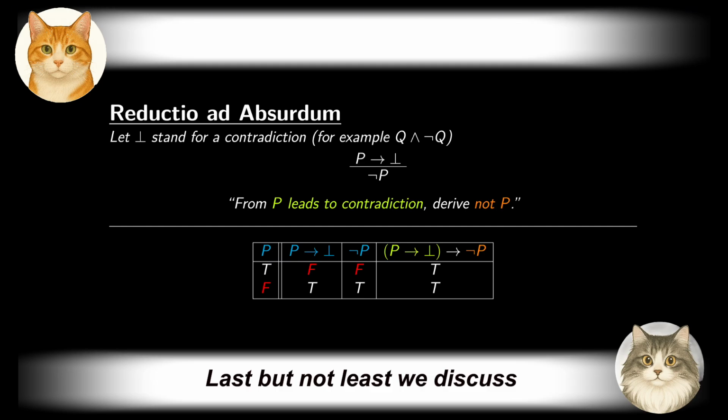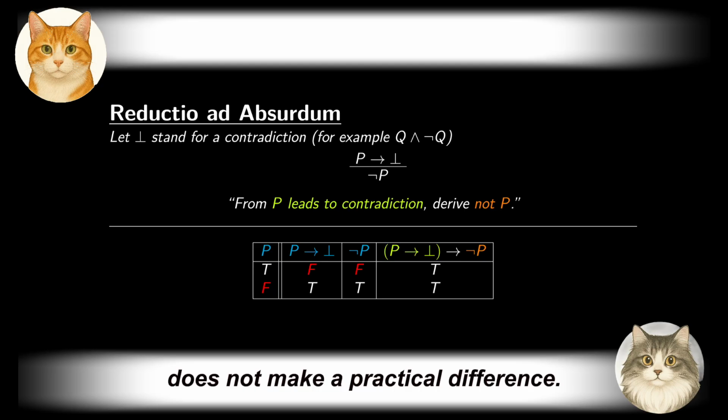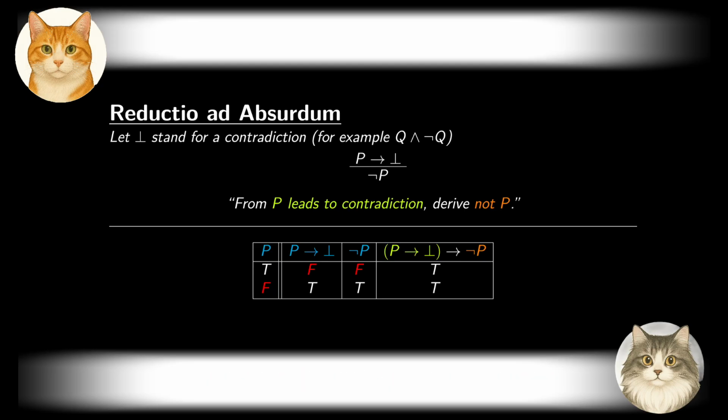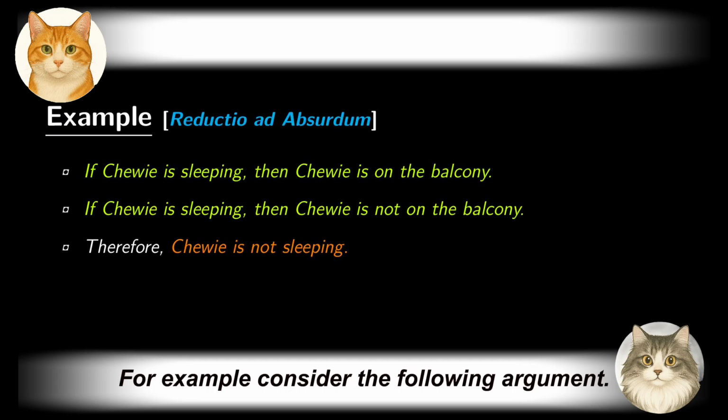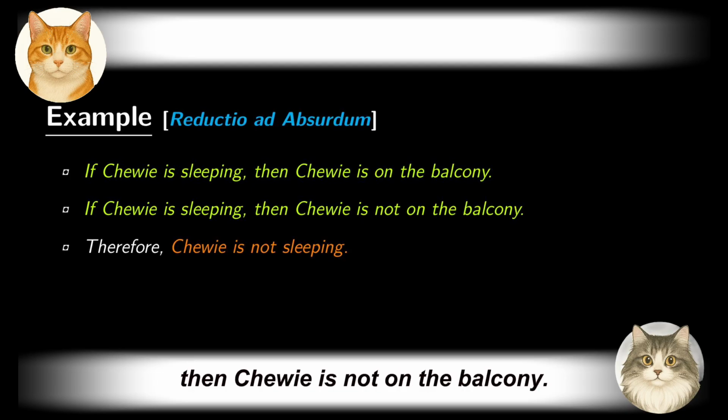Last but not least, we discuss reductio ad absurdum. Some authors may use this term interchangeably with the more commonly known proof by contradiction. Strictly speaking, the two are not exactly the same, although within the scope of our discussion, the distinction does not make a practical difference. The rule reads, from if P, then a contradiction, derive not P. For example, consider the following argument. If Chewy is sleeping, then Chewy is on the balcony. If Chewy is sleeping, then Chewy is not on the balcony. Therefore, Chewy is not sleeping.